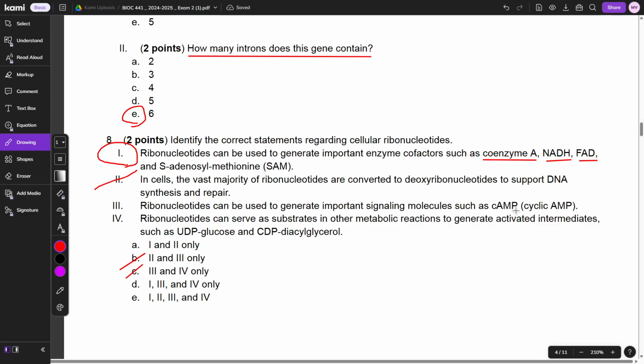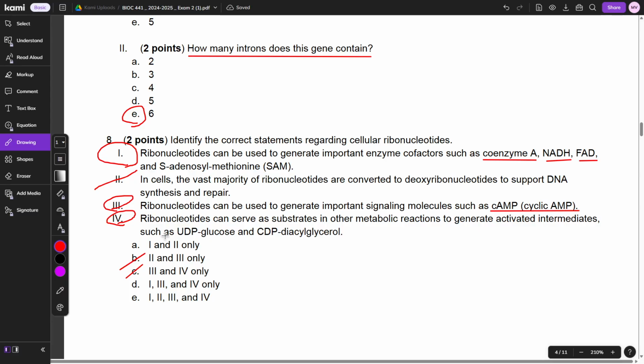They can be used to generate cyclic AMP and signaling molecules. Well, I'm going to make the assumption that it's true, just because cyclic AMP has to come from AMP, right? Which is going to come from a nucleotide, an NTP, or an NMP in this case. And ribonucleotides can serve as a substrate in other metabolic reactions to generate activated intermediates such as UDP glucose. So this is a little bit of a flashback to 440, but the answer is yes, because you've literally seen it do UDP glucose, right? So it can be used to generate activated intermediates.